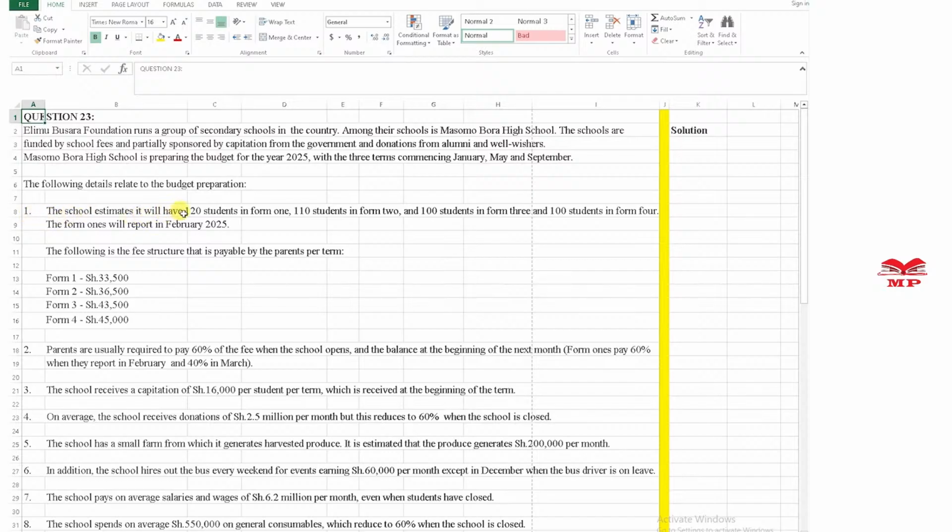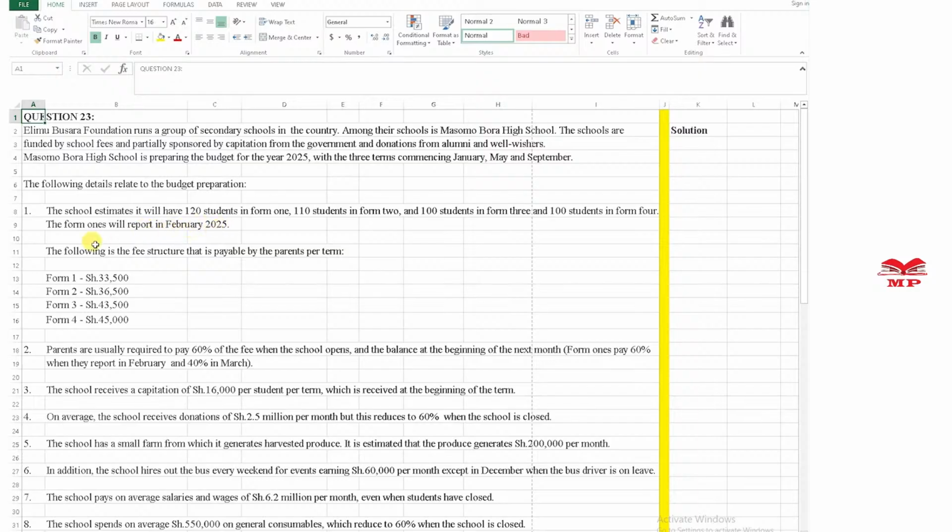Estimates show it will have 120 students in Form 1, 110 students in Form 2, and 100 students in Form 3, and 100 students in Form 4. The Form 1s will report in February 2025.